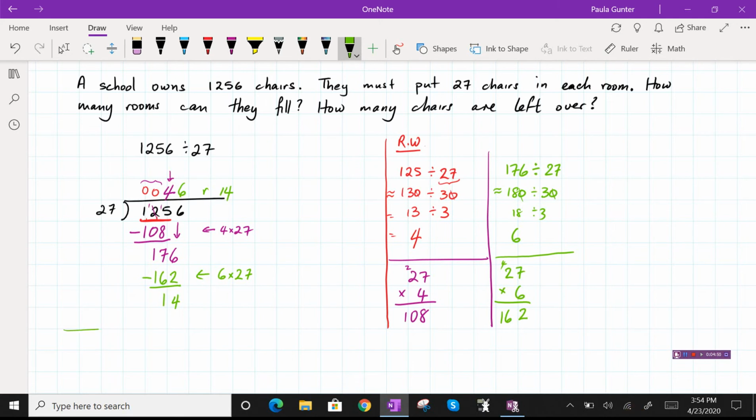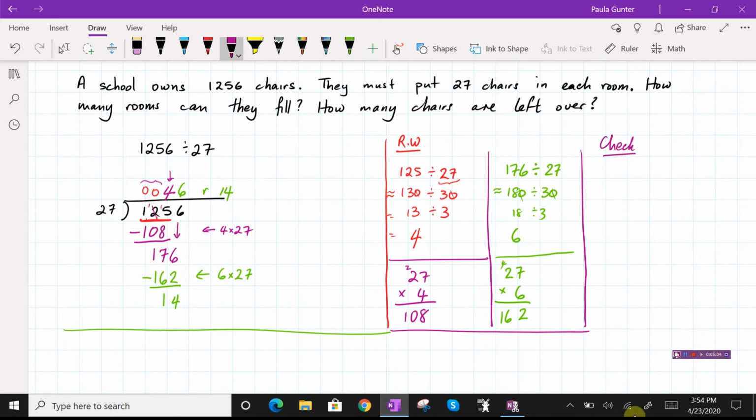So in answering this question, we'll soon check, or rather maybe we should check first, is this really right? Because I want to answer my question. So I'm going to check. We're told that the answer here is 46, remainder 14. For those of you who do fractions, 46 and 14 over 27. All right, what do we do to check? We need to multiply the quotient times the divisor, 46 by 27.